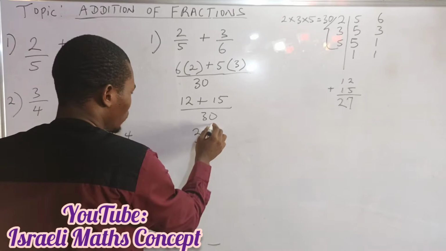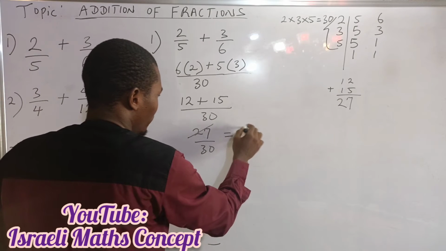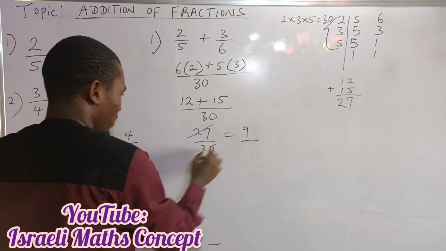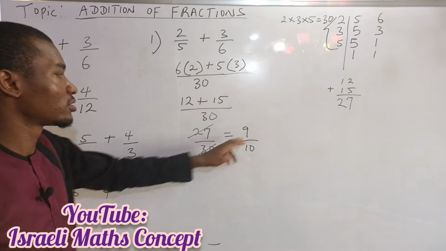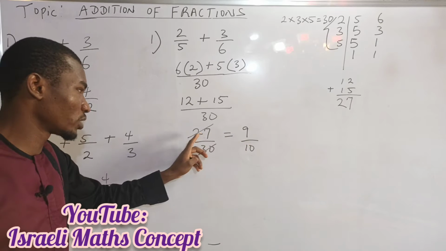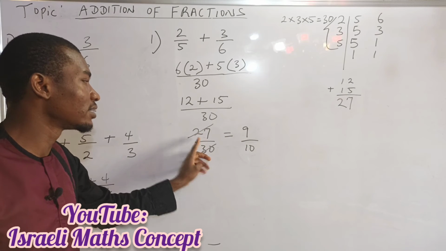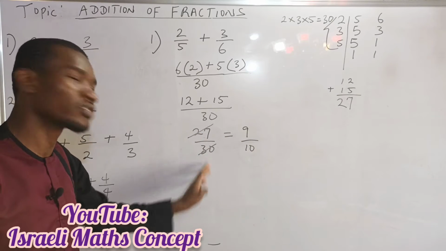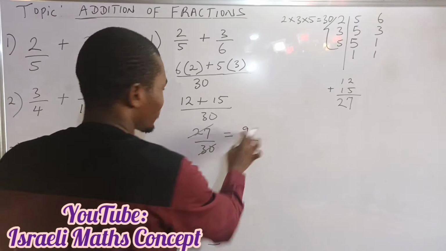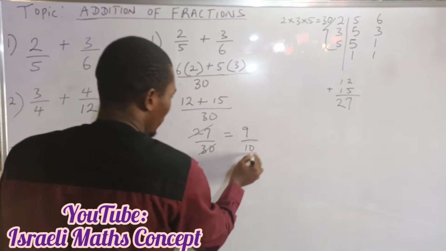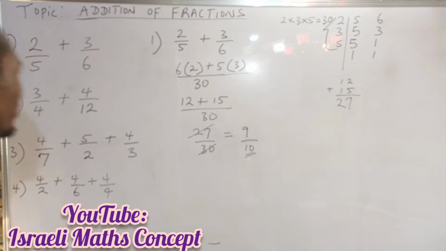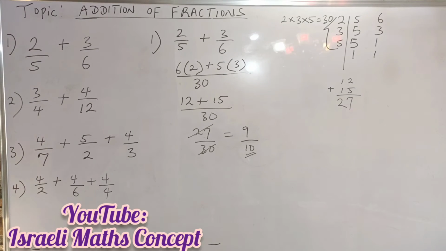And 3 divides 27, we have 9. And 3 divides 30, we have 10, because 9 times 3 will give us 27, and 10 multiplied by 3 will give us 30. So there is nothing that can divide further without having it in decimal form. Hence, we leave our answer in fractional form. And the answer is 9 over 10.